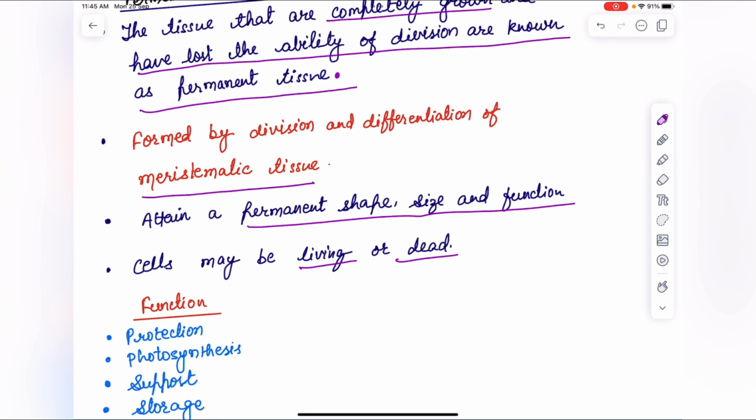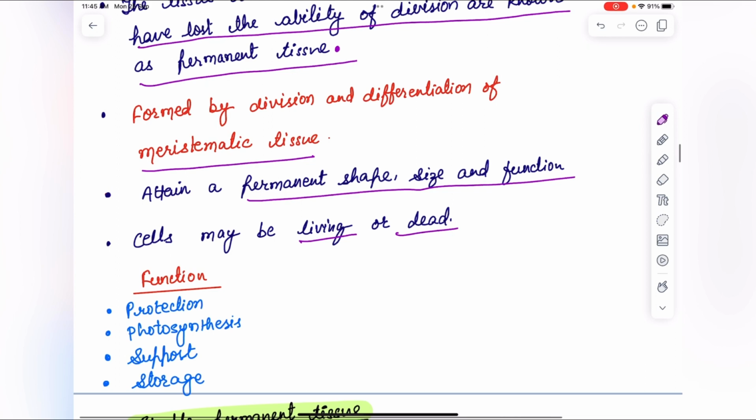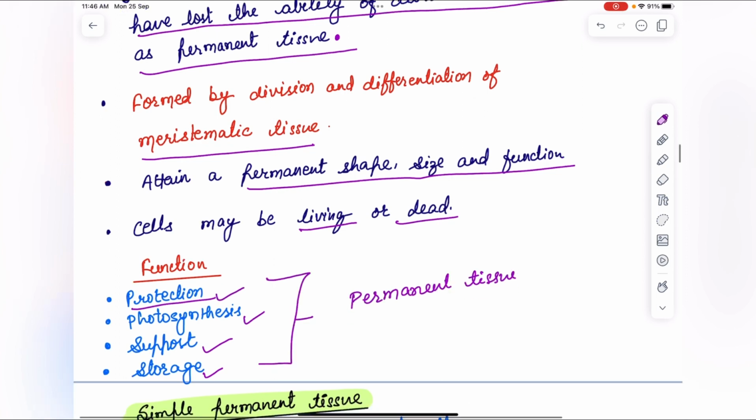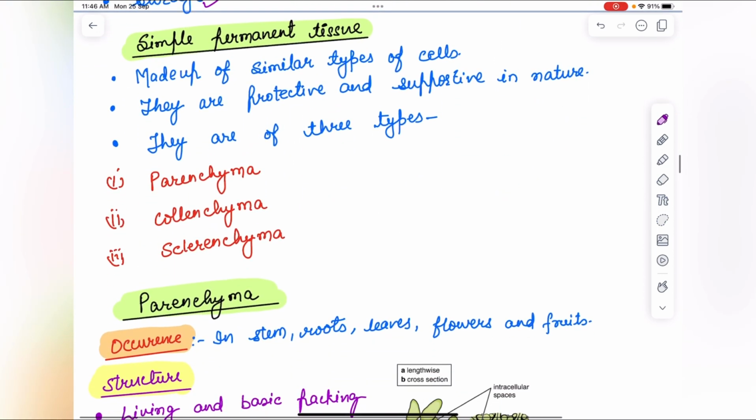So we'll study what the function of this permanent tissue is. The permanent tissue has four functions: it will provide protection, photosynthesis will take place, and it will provide support and storage. These are the main functions of permanent tissue. So we'll start with the simple permanent tissue. This simple permanent tissue is made up of similar types of cells.